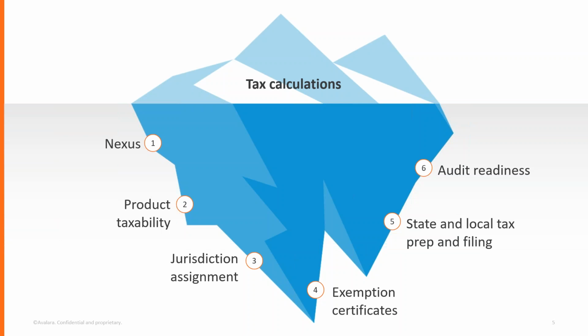Number 4 is exemption certificates. Now, maybe you sell a product that is then resold by other companies, right? So you sell to resellers. Or maybe you sell products to religious organizations, right? Or maybe to some type of school or educational institution. These are examples of companies or entities that would be exempt from sales tax.